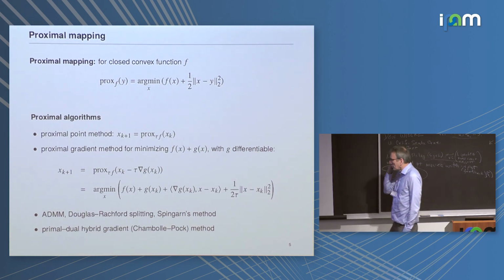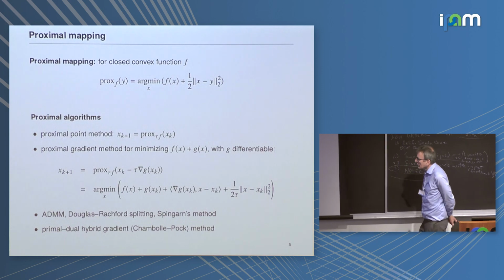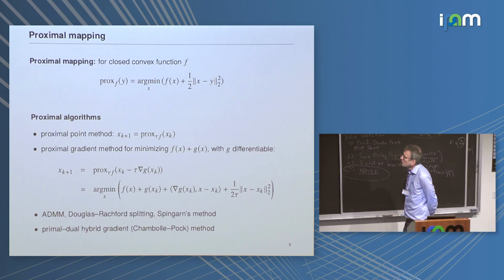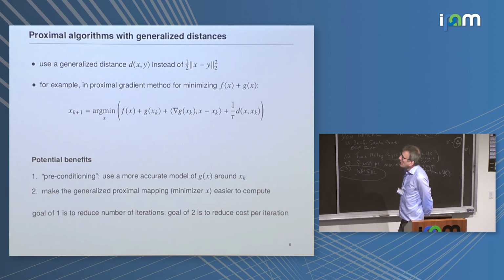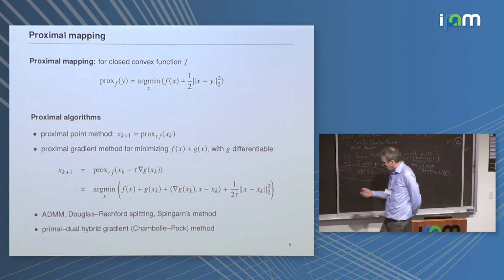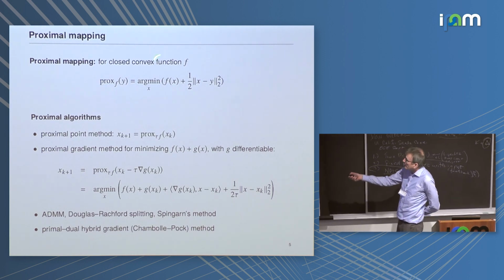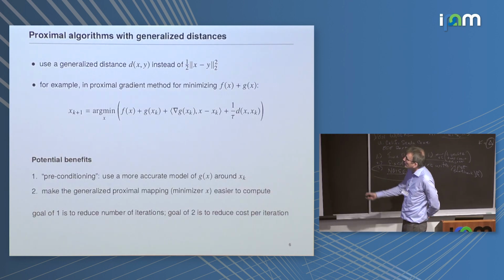ADMM and several methods related to the Douglas-Rachford splitting method use this. And then maybe the most recent one in the list is the primal-dual hybrid gradient method, or the Chambolle-Pock method, a primal-dual proximal method. So if you replace this with the generalized distance, the idea is to replace the squared quadratic distance with the generalized distance, d(x, y).